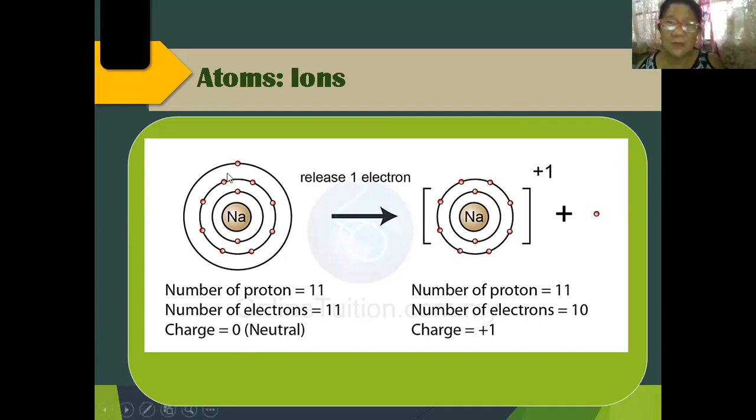So what happens if this is lost or given off? This will be 8 now. This is already stable because of the octet rule. But it lost 1 electron. Did you get it? Therefore here, it is unstable. Your proton is 11, your electron is 11, charge here is 0. Positive 11, negative 11, so 0. But if you release it, your proton is 11, your electron is 10, so the charge is positive 1. Did you get it? Yes, that's it.